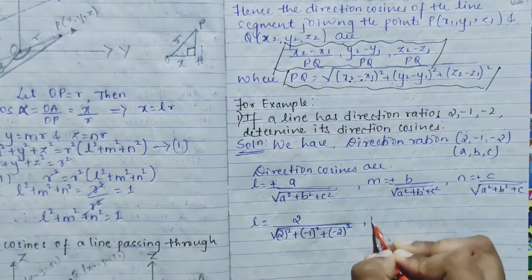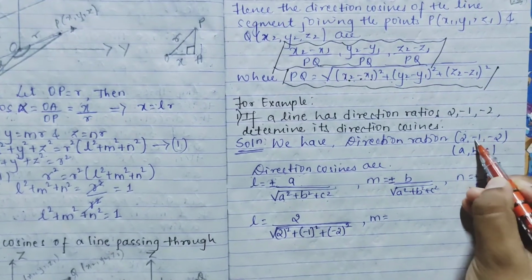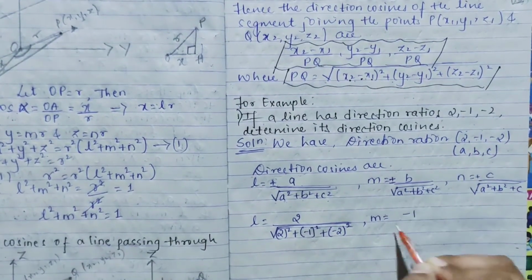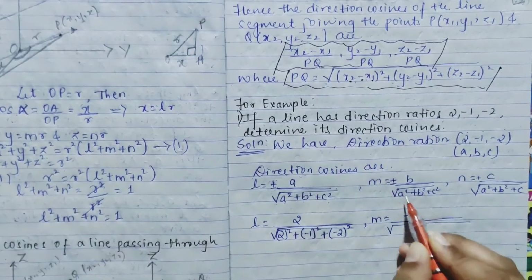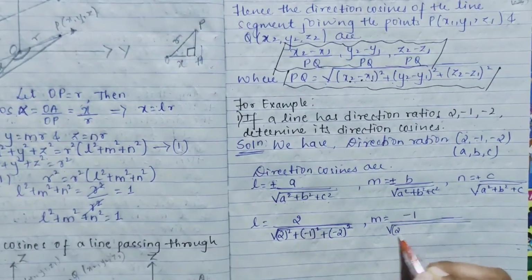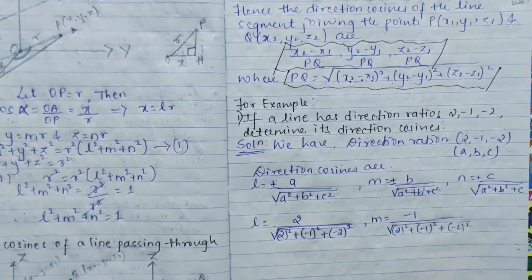Same way here on I'm writing M plus or minus B. Your B you have got minus 1, so write minus 1. Denominator, same you'll get a square plus b square plus c square, so you have 2 square plus of minus 1 square plus of minus 2 square.